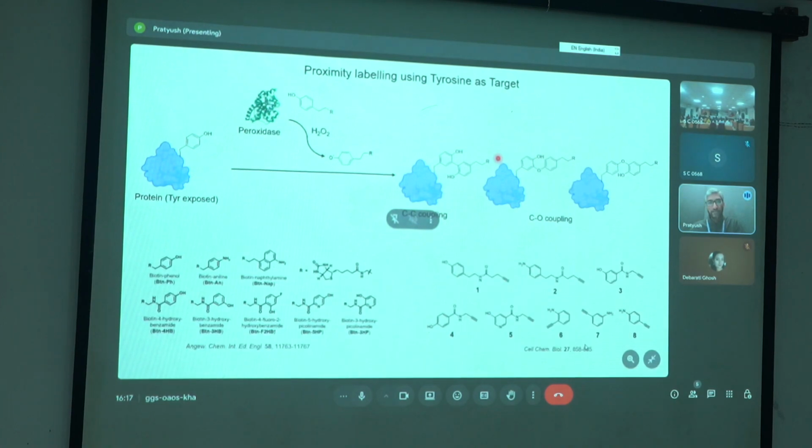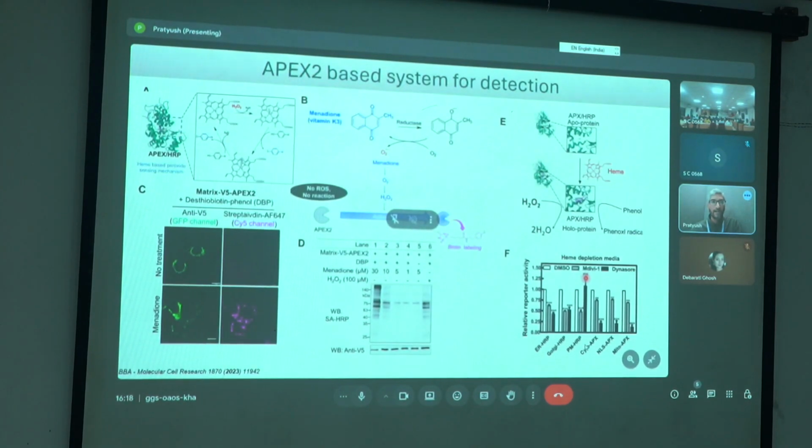So using this technique, people have identified several proteins which were not previously identified, and there are chemistry groups as well as chemical biology groups focusing on development of several phenolic moieties such as phenol, aniline, naphthalene, and several others, and not only containing biotin but also alkyne, and several substitutions on the aromatic ring were also explored.